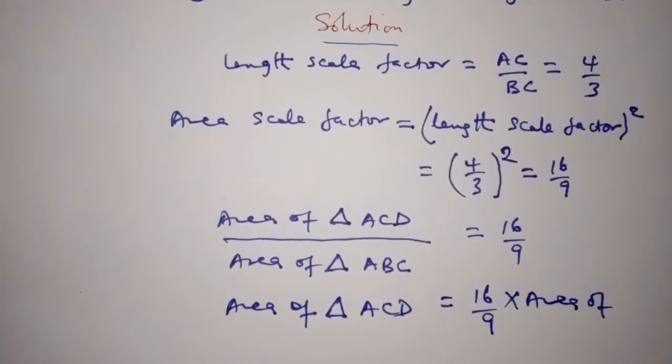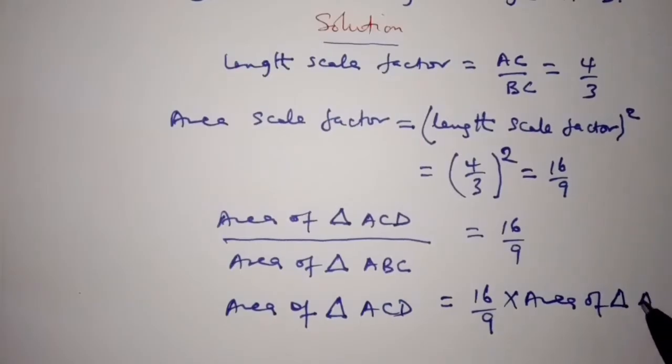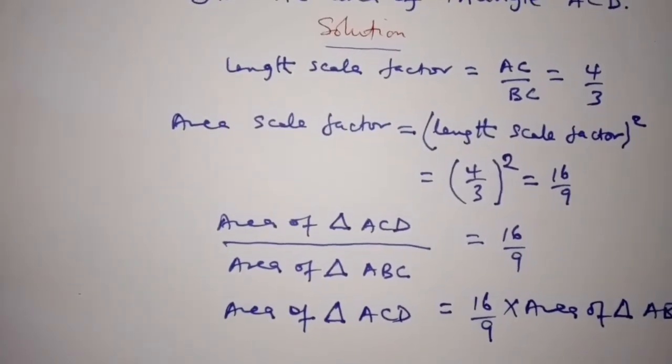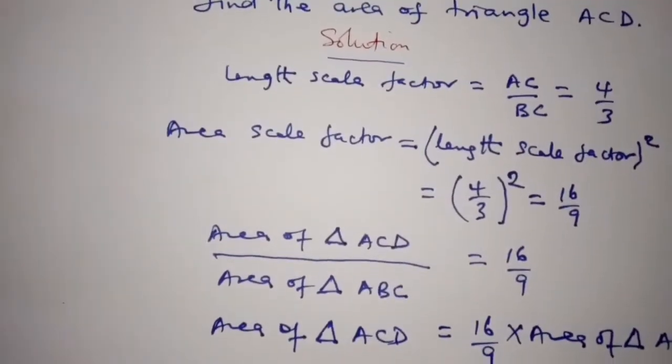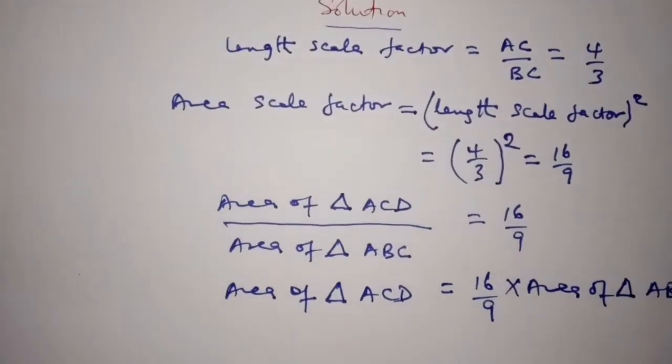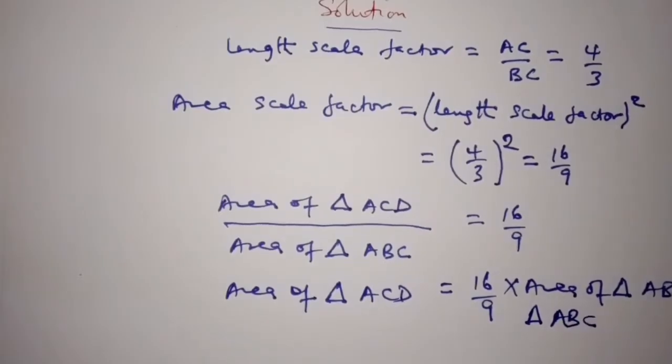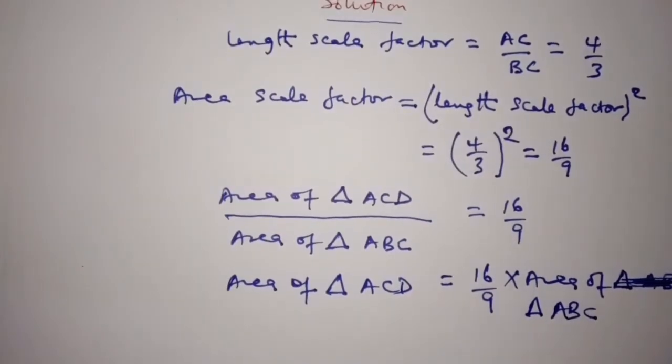This is triangle ABC. So the area of triangle ACD is given by 16 over 9 times the area of triangle ABC.